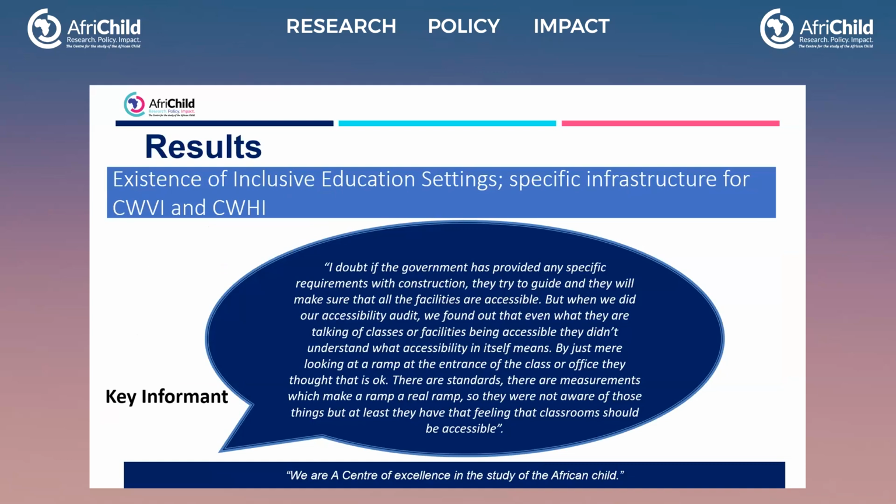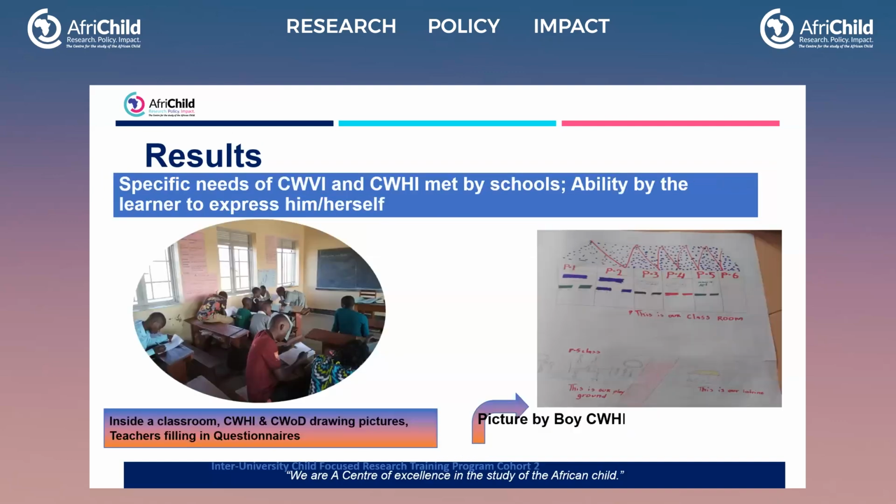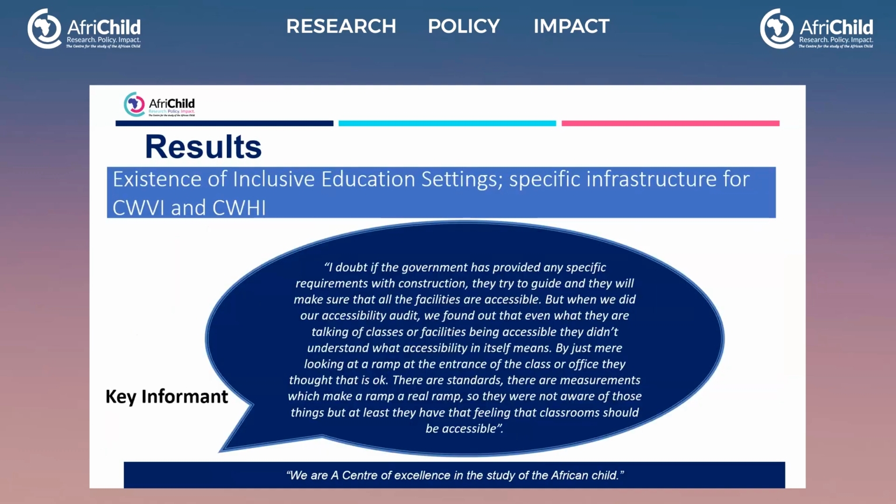Still, in that other picture, you see that the child was able to draw their classroom and then the compound, etc. Then in the next slide, we got some crucial information from a key informant on the existence of inclusive education setting, visual impairment.